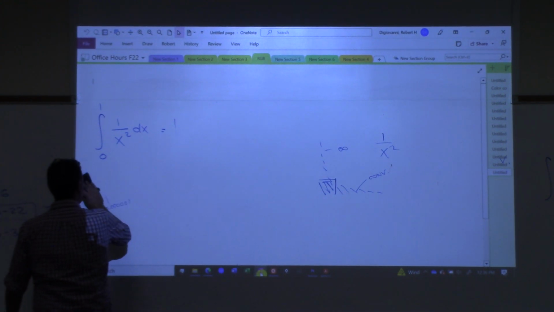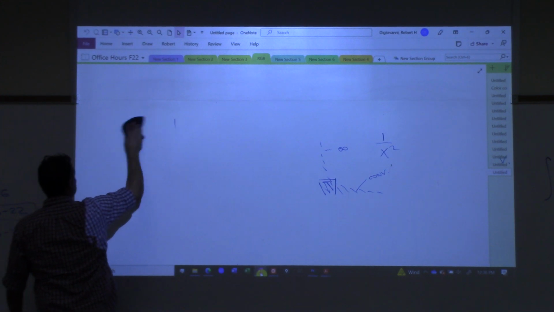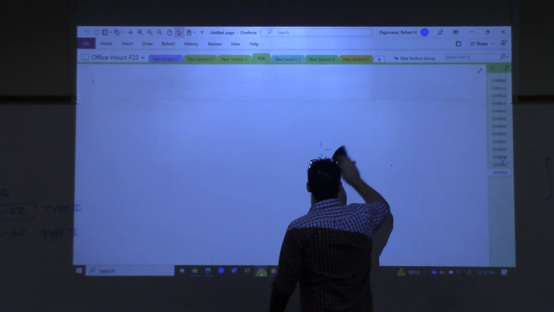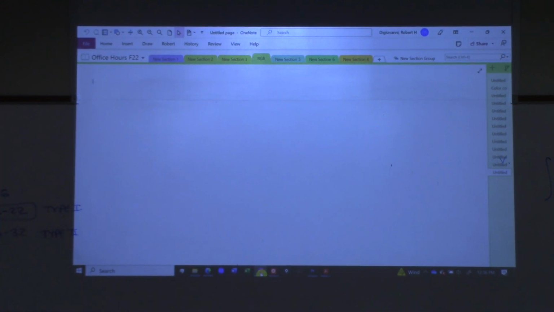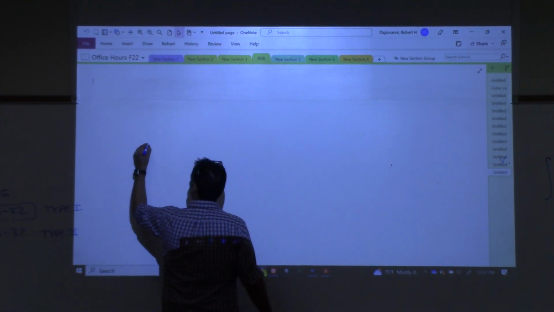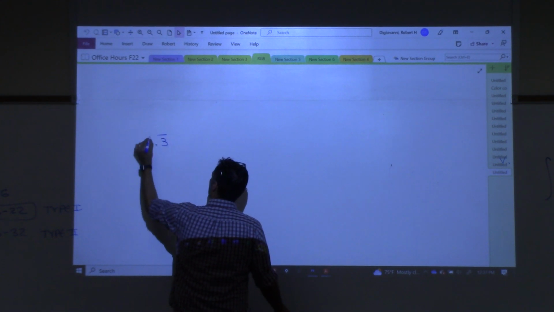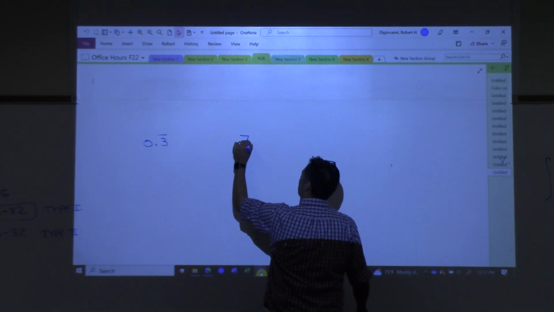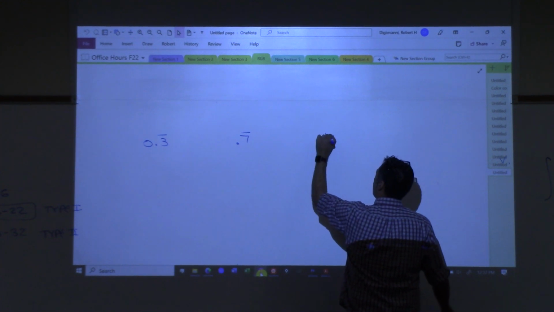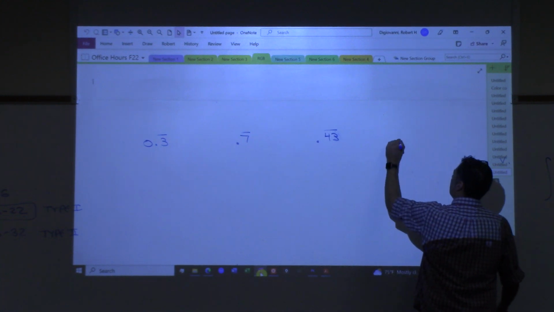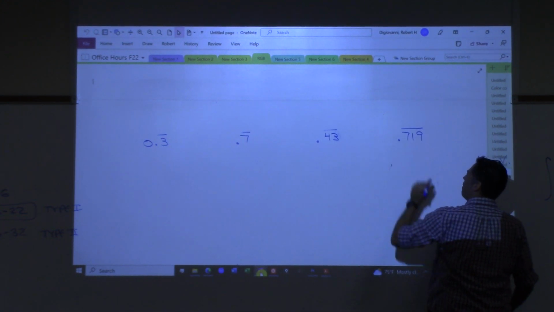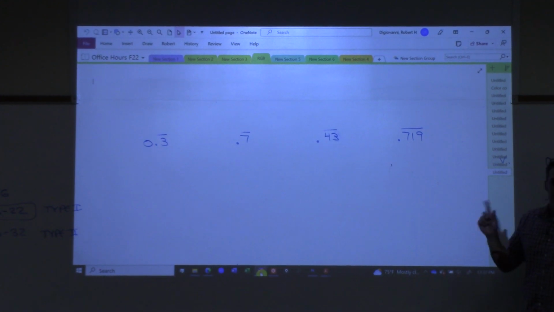I was driving my daughter to school today, and normally she's not a procrastinator. She's really good, but she had to go to her friend's birthday party yesterday, so she didn't have time to finish her math homework with me. So she showed me the worksheet, and the teacher had 0.3 repeated, and then 0.7 repeated, then 0.43 repeated, 0.719, all of that repeated, and the instructions were to convert these to fractions.